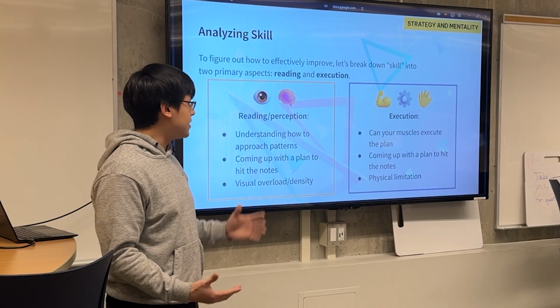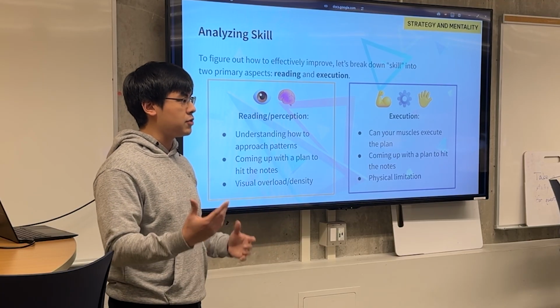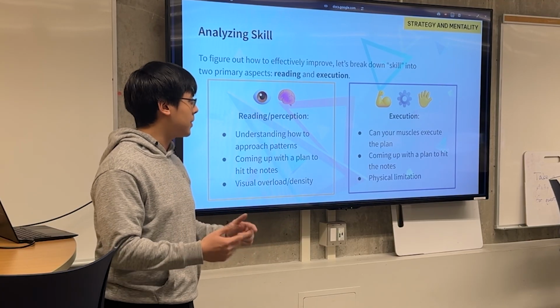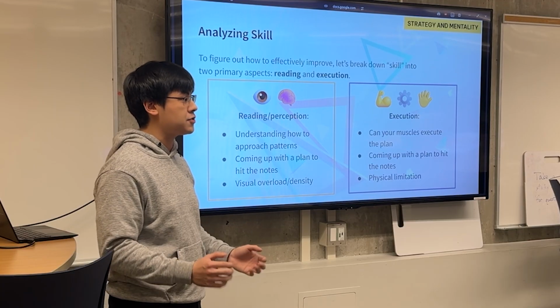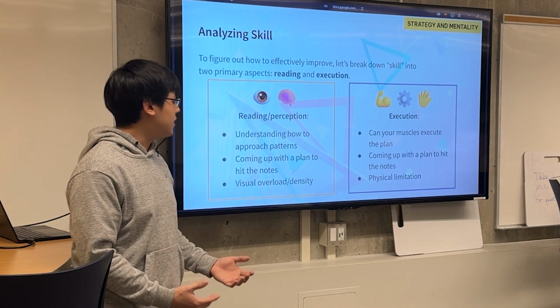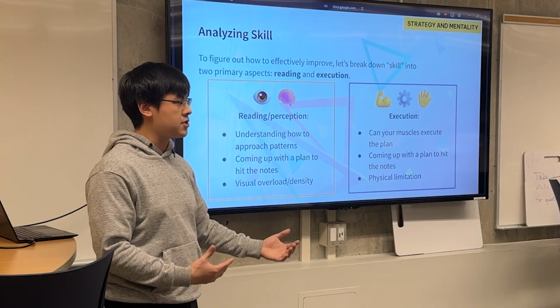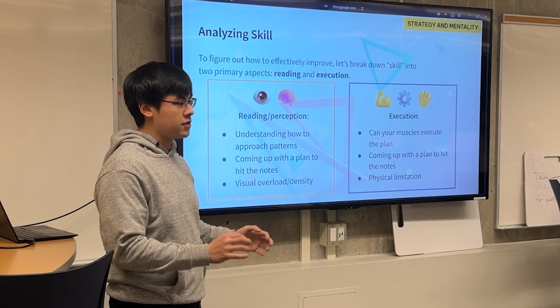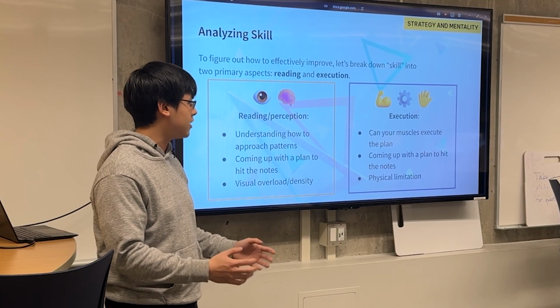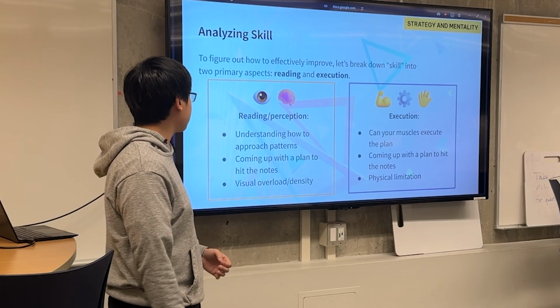The other half is execution. So execution is, okay, you have the idea of how you're supposed to hit it, but can your fingers or arms or muscles actually do it, right? So this is when you run into more physical limitations, such as you just don't have enough physical strength or stamina to go through the chart.